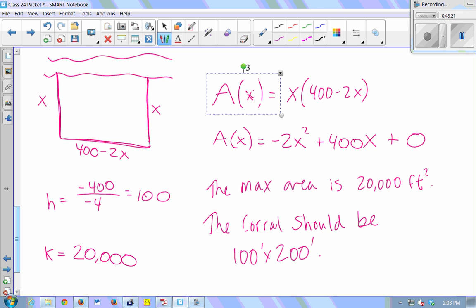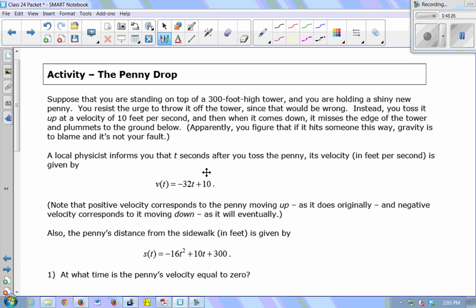All right, so there's only like 6 minutes left, but you could get a little jump start on this activity, the penny drop.